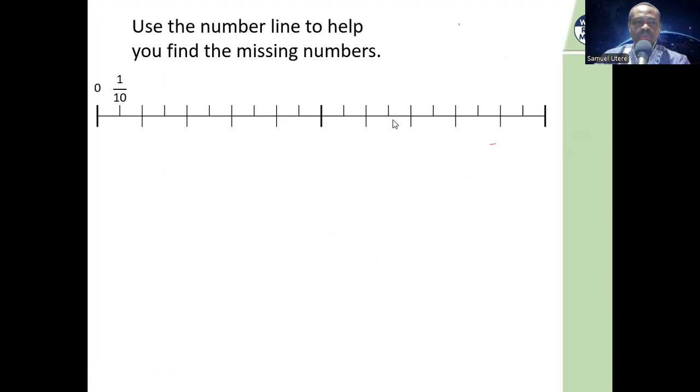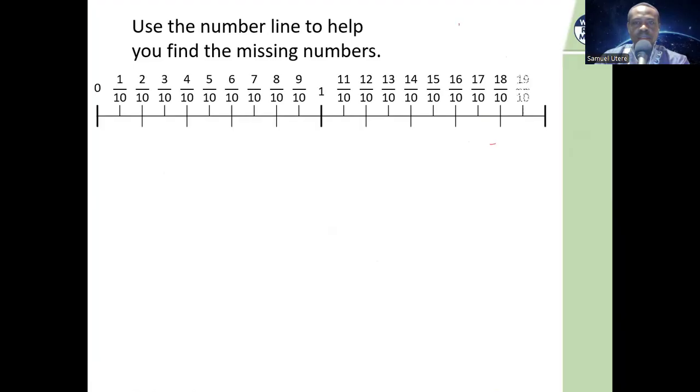Another example. We want to use this number line to help us find the missing numbers. If we use the number line, we see that the intervals are going up in 1/10. So we can simply complete the number line like this. Take note that after 1, we will simply increase by 1. So it will be 11 tenths because 1 is 10 tenths. Yeah, 1 is 10 tenths. So that will be 11, 12 tenths, 13 tenths, so on and so forth.